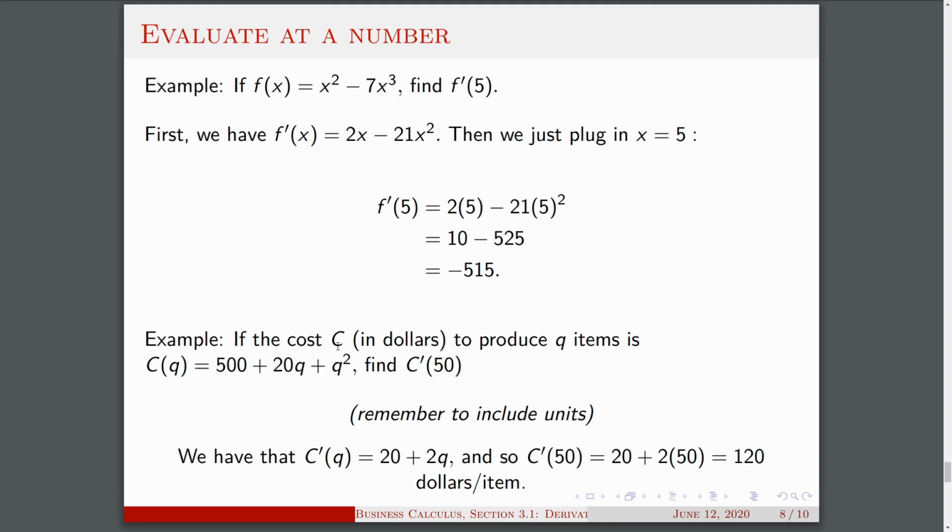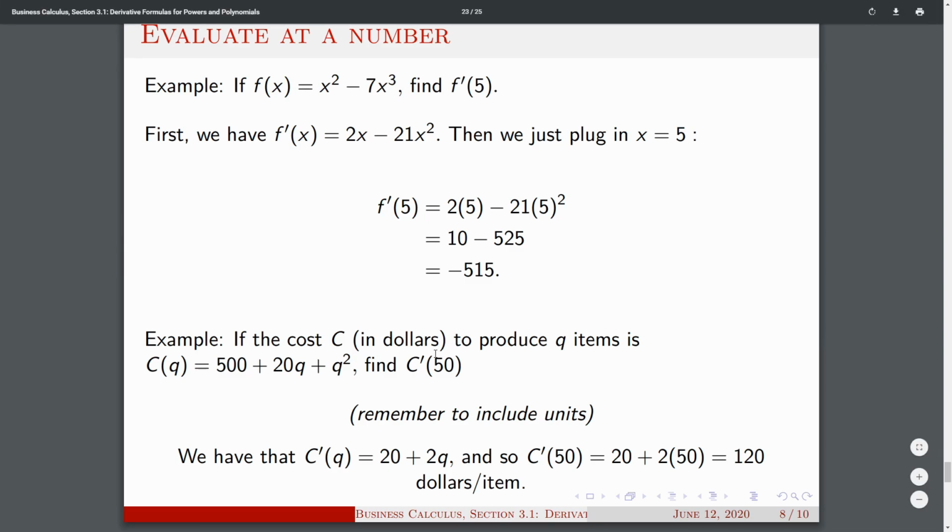All right, let's look at an applied example. So we have the cost function to produce q items. And let's say the cost function is given by this formula here. And let's say we're asked to find C prime of 50. All right, well, we're going to do it the same way we did the previous function, but the main difference is that we're going to have units. See, 515 we didn't have units because it was just f of x. What is f of x measured in? It's just a function with numbers.